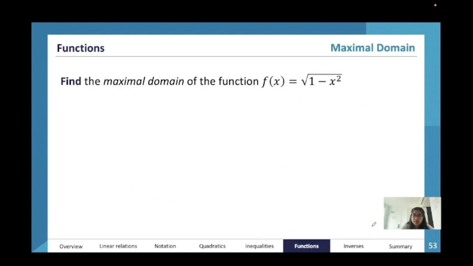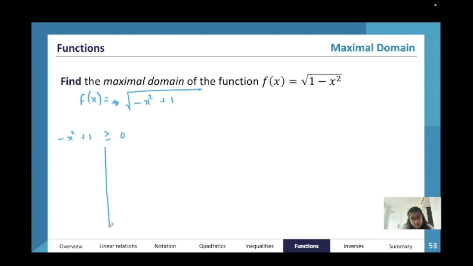Another example. For this one, again, you can pause if you want to have a go at it. So now's a good time to pause. To do this one, you want to find the maximal domain. So you've got f of x equals square root of 1 minus x squared. To find the maximal domain, let's rewrite it into a formula. So f of x equals square root of negative x squared plus 1. Okay, so this is a bit more tricky. Negative x squared plus 1 should be greater than or equal to 0.